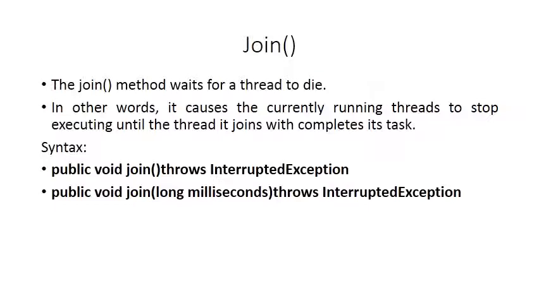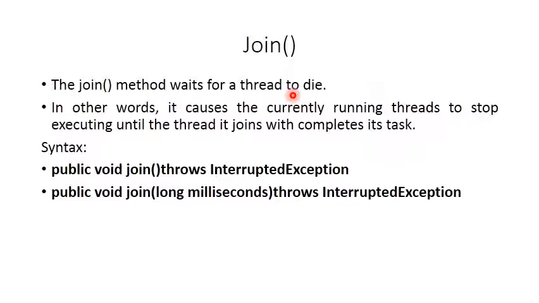So this join method waits for a thread to die. That means it will not let other threads work while the thread on which this method is invoked is alive. There are two ways in which we can call this method. One is simply without any parameter. The other way is by sending one parameter of type long, saying that the thread will join after this many milliseconds. In both cases, this join method throws the InterruptedException.